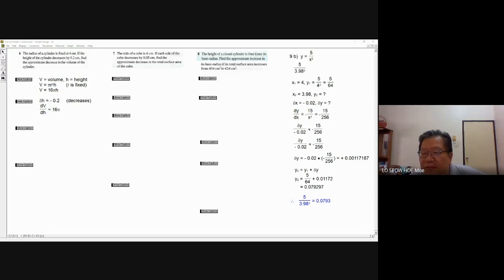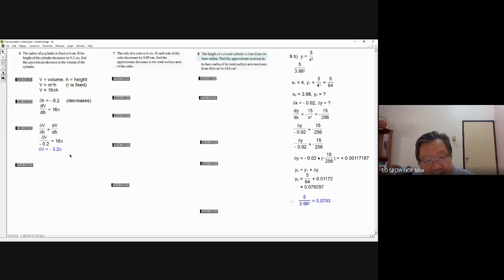Delta V over delta H equals dV over dH. This is my kuali. Then after buka kuali, all this ramuan here, throw inside the kuali. Delta H is negative 0.2. dV dH is 16 pi. So everything throw inside, goreng, then come out. Delta V is negative 3.2 pi.